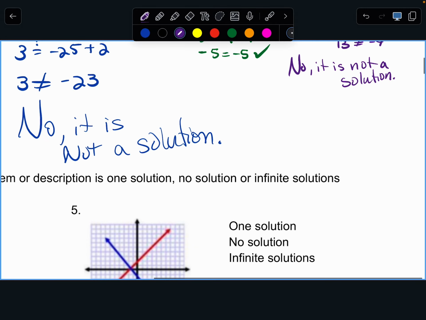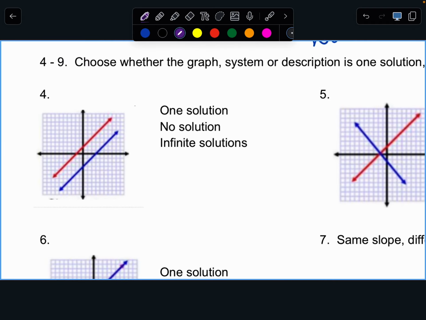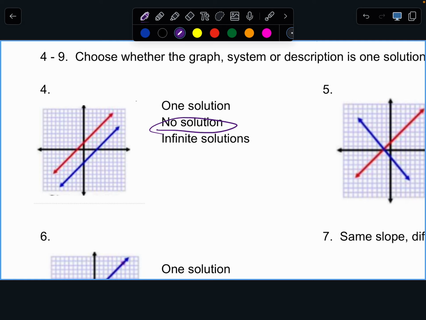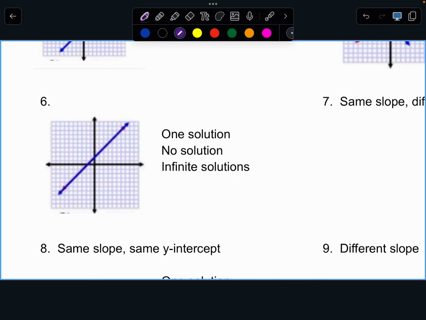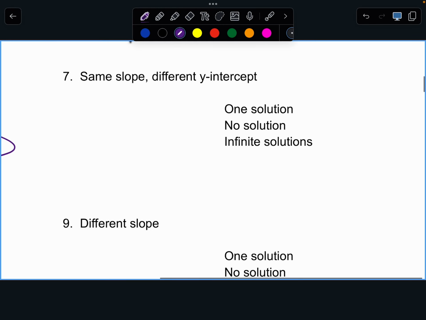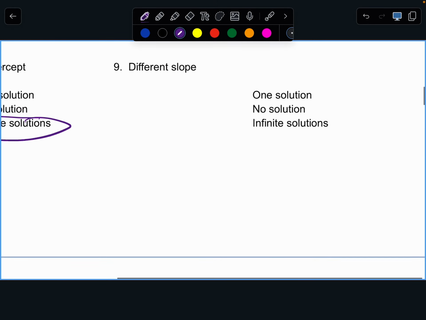Okay, so this next part, the lines are parallel. Since the lines are parallel, that means it's no solution. They run into each other one time, so that's one solution. That's one line, so that's infinite solutions. If they have the same slope but different y-intercept, that means it's going to be a parallel line, so it's no solution. Same slope, same y-intercept, it's the exact same line, so it's infinite solutions. And immediately, if they have different slopes, it is one solution.